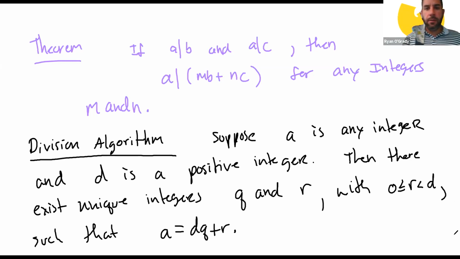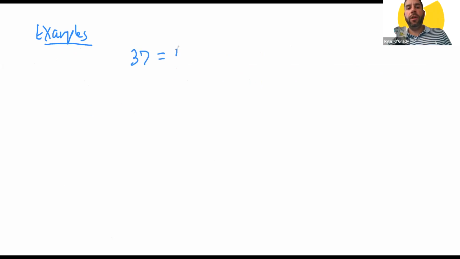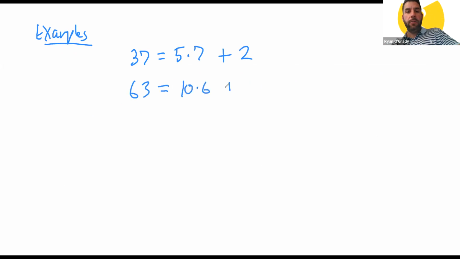So let's pick an integer. Let's look at some examples. So let's take, say, how about the number 37? 37 is equal to, for example, 5 times 7 plus 2, right? One way to write 63 is 10 times 6 plus 3.